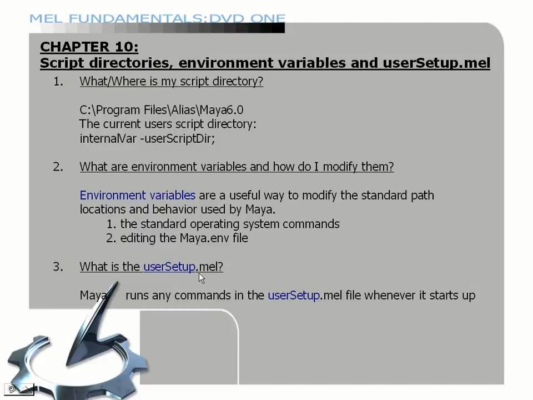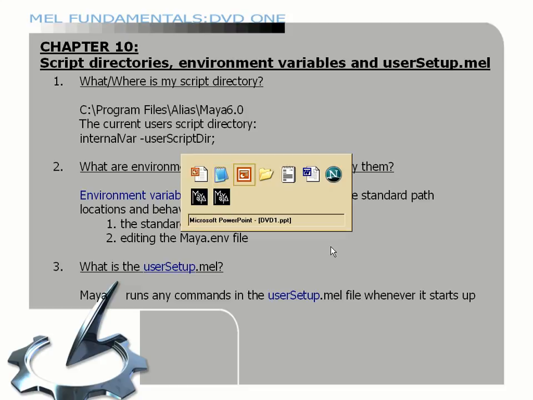Okay, and then the last thing is the userSetup.mel. userSetup.mel is a script which is located in your scripts directory. If you want to know your scripts directory, you just type internalVar with the flag -userScriptDir. If it is not there, you can just create it. You just call it userSetup.mel, and then you have it. Everything that is in there, Maya runs whenever it starts up. So again, this is an additional way of having scripts or commands run when Maya starts up.